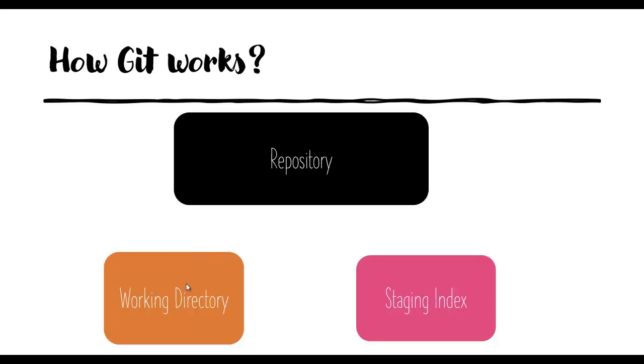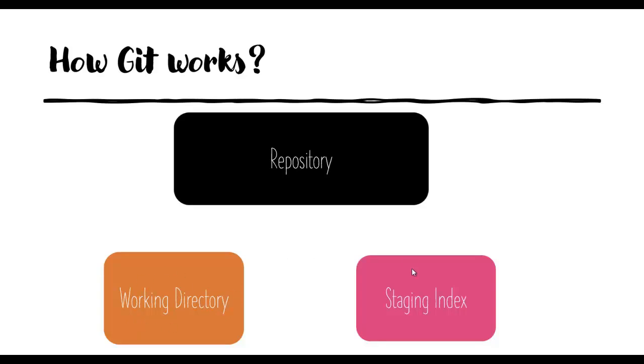So let's start with what is the working directory. The working directory, also called the working tree in Git, refers to the directory on your computer where your project's files are stored and modified. It contains all the files and subdirectories of your project. That is called the working directory. In short, our project files are stored and modified over here.